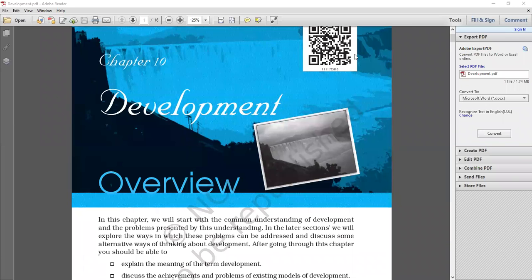What do you mean by the term development? I already told you, development means improvement, progress, well-being, standardization, etc. Aspirations for a better life, growth in the physical, social, economical life. This is known as development.